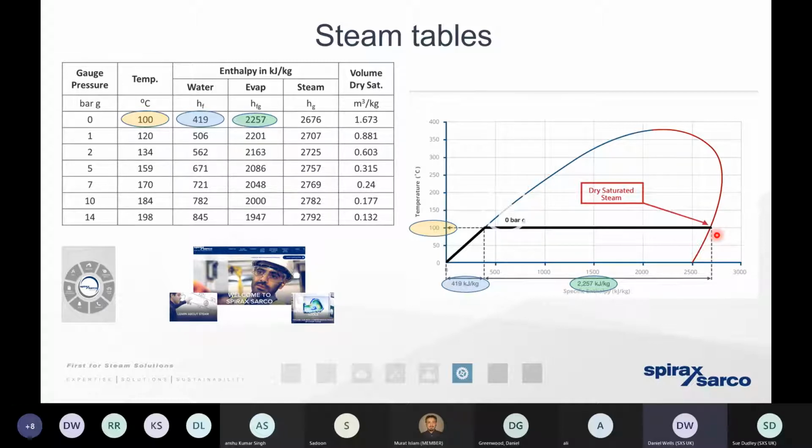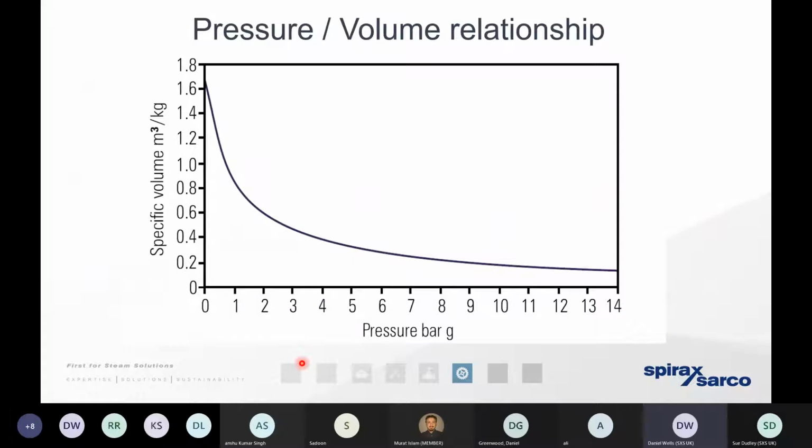The good news is we can make sense of both of these tables very quickly by downloading that very useful little app that we've spoken about. The other thing that the steam tables demonstrate to us is that pressure to volume relationship that we've spoken about. Now, a kilogram of water or a litre of water that goes into the boiler, when that changes state to produce steam at atmospheric conditions, 0 bar gauge, is going to have a volume of 1.673 cubic meters. But if we produce steam under pressure, say 10 bar gauge, then 1 kilogram of steam is going to have its volume greatly reduced, to 0.177 cubic meters.